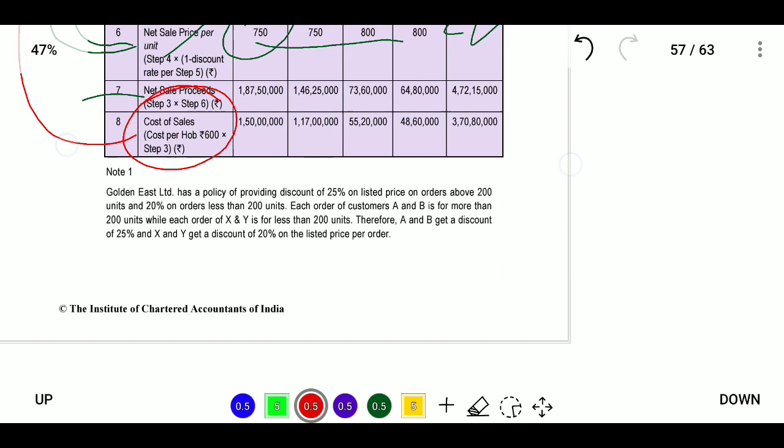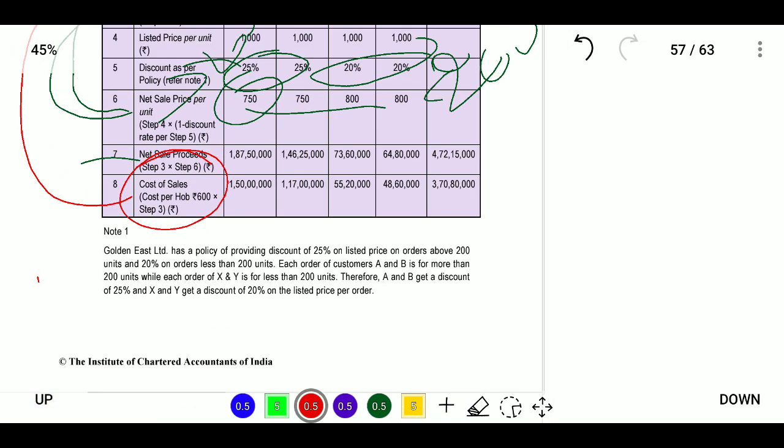Now we require the note that they provided. That note was related to this discount. With the discount, 25% in case of above 200 units and 20% in case of less than 200 units. Both A and B are more than 200 units, so we got the 25% discount. A and B get 25% discount, X and Y get 20%.